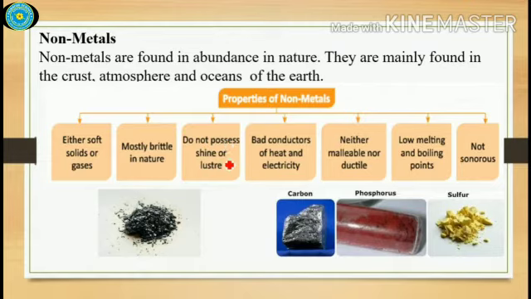They do not possess shine or luster. That means they are not shiny in their appearance. They are bad conductors of heat and electricity. They are neither malleable nor ductile. That is, they cannot be easily hammered into sheets or drawn into wires. They have low melting and boiling points, and they are not sonorous. That means they cannot produce sound when they are struck. These are the common examples of non-metals: carbon, phosphorus and sulfur.